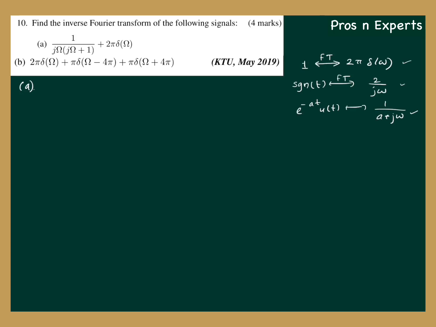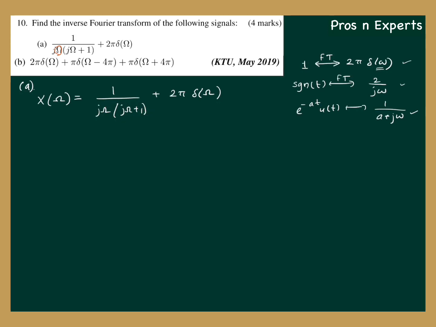So question A says to find the inverse Fourier transform of the signal. Okay, this function. I can address it as X of omega instead of small letter omega. The question is given in capital letter omega. That's the only difference. That's not a problem also. So X of omega is equal to 1 by j omega into (j omega plus 1) plus 2 pi delta of omega.